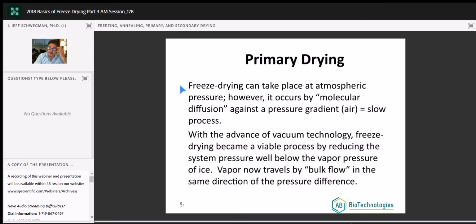Now, with vacuum technology, again, we can get that vacuum very low in the chamber and drive that by bulk flow. So we generate the water vapor, high pressure at the sublimation front, low pressure in the chamber, bam, that water flies off the product. And now instead of setting something out at atmospheric pressure and letting it dry over a course of months, we can do it in a course of days.